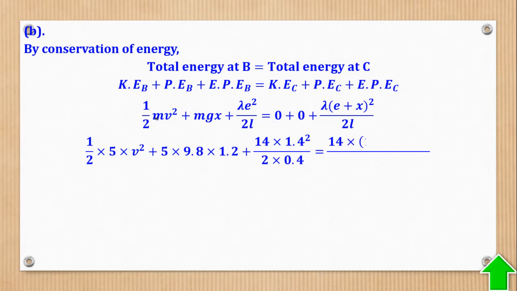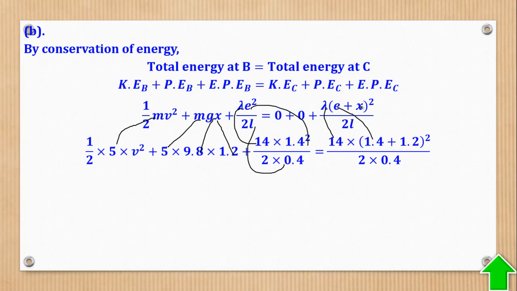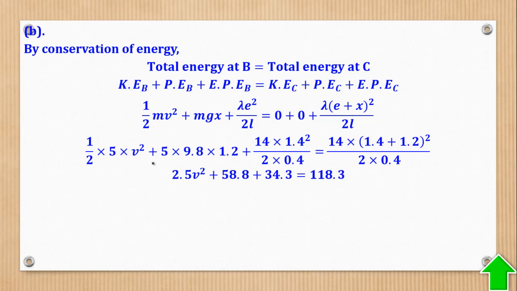So we shall substitute for mass, g, x, lambda, extension, original length, lambda, equilibrium extension, x, extension, original length. So you only have v as the unknown. Our work is to make v the subject. So collect like terms, simplify, and get the value of v. And that's what they wanted.